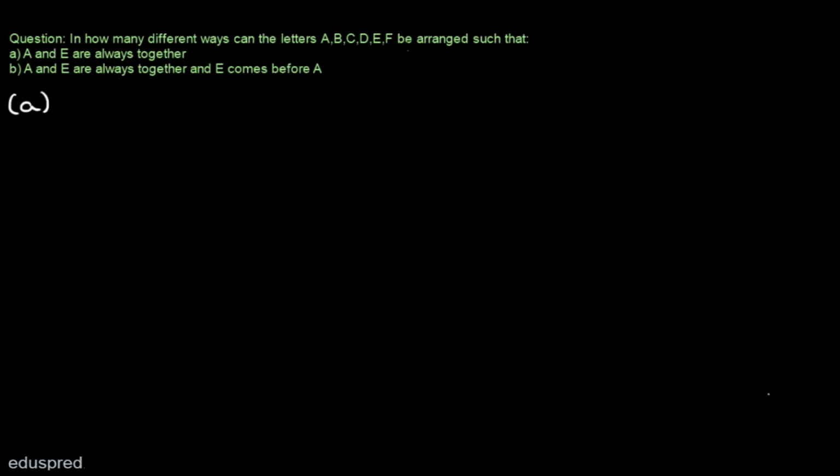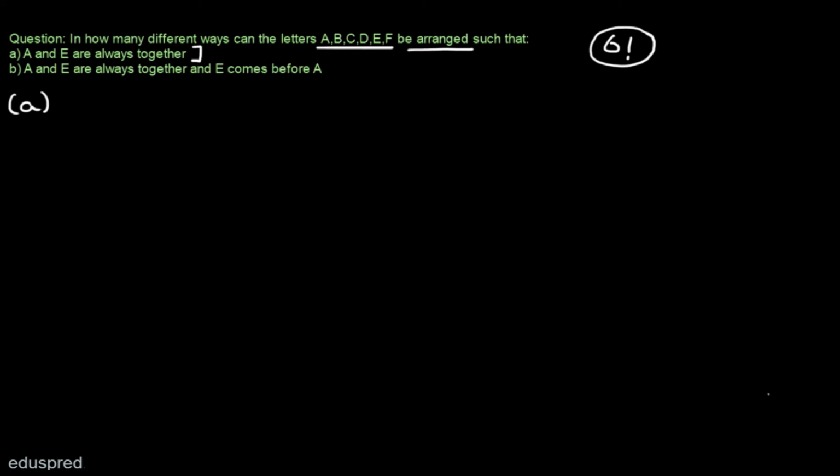We have to find different arrangements of these 6 letters and we have to make sure that this condition is satisfied. Note that if I ignore this condition for a while, then this question becomes really straightforward. All we have to do is find all the possible arrangements of these 6 different letters, and we know that can be done in 6 factorial ways.